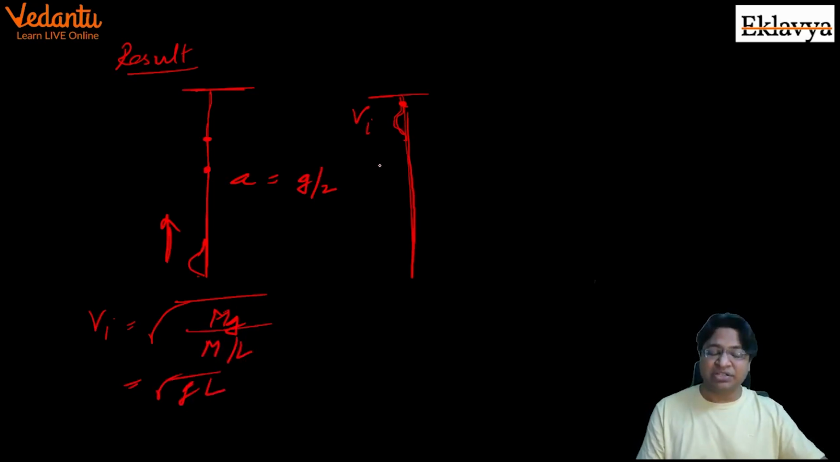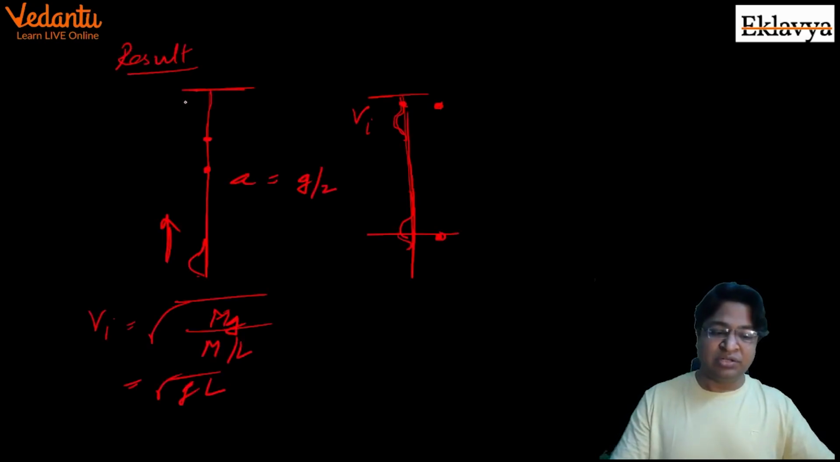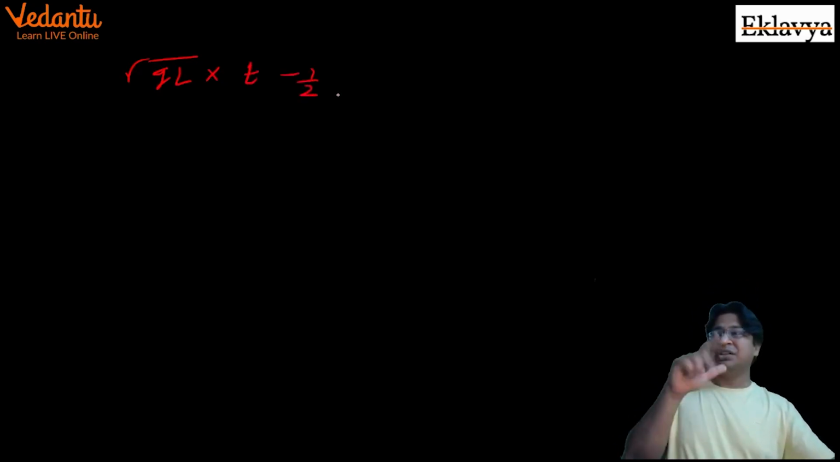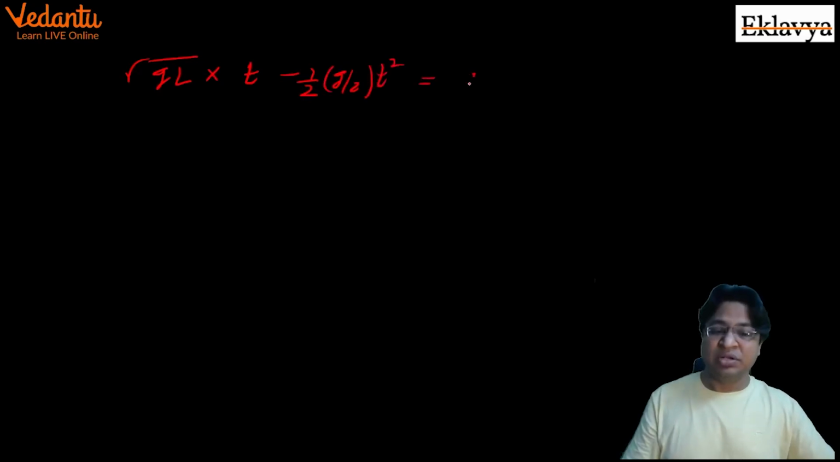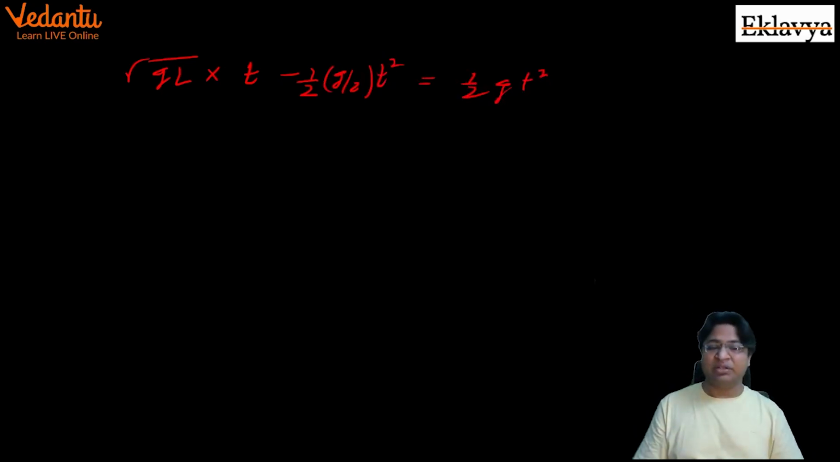and then the acceleration is negative, like the speed is continuously decreasing. At the same time we have dropped a ball here. So after time t, if the pulse is here, the ball is here. Let's equate the displacement. For the pulse, we write initial velocity root gL into time, minus half g by 2 t square, is equal to, for the ball the acceleration is downward, it is falling freely, so I've written half g t square.